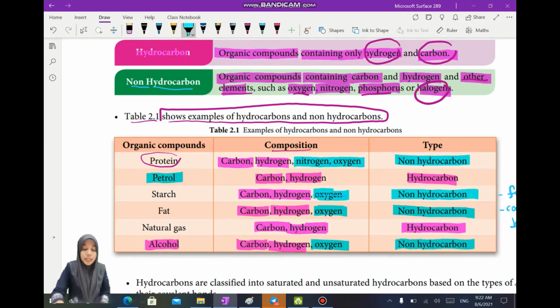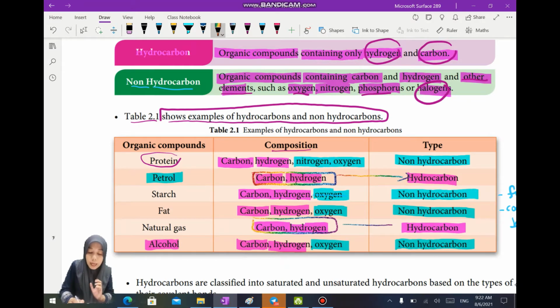Okay, so dapat beza tak antara hydrocarbon and non-hydrocarbon? Kalau hydrocarbon, it just has carbon and hydrogen sahaja. Dia mengandungi carbon dan hydrogen sahaja. So, itu yang kita panggil sebagai hydrocarbon. Tapi sekiranya mengandungi unsur-unsur lain, carbon and hydrogen bonded covalently with other elements such as nitrogen, oxygen and phosphorus, it's non-hydrocarbon. Okay, got it?